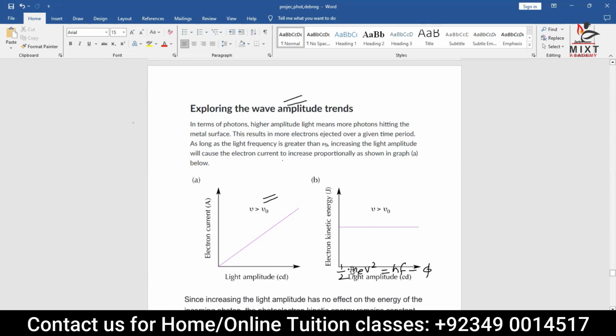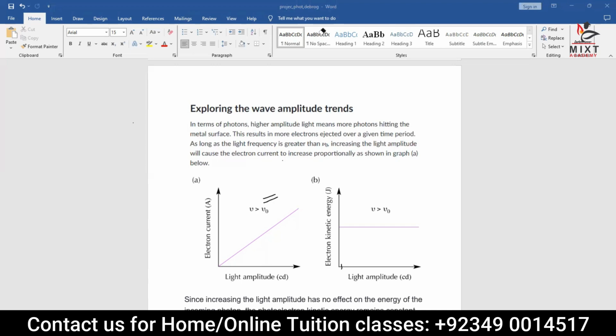Now, if you check this out here, amplitude will not change the kinetic energy, as far as your frequency is greater than the threshold frequency. All right, any questions? No. So everything is done in the photoelectric effect. This is the last result we have.